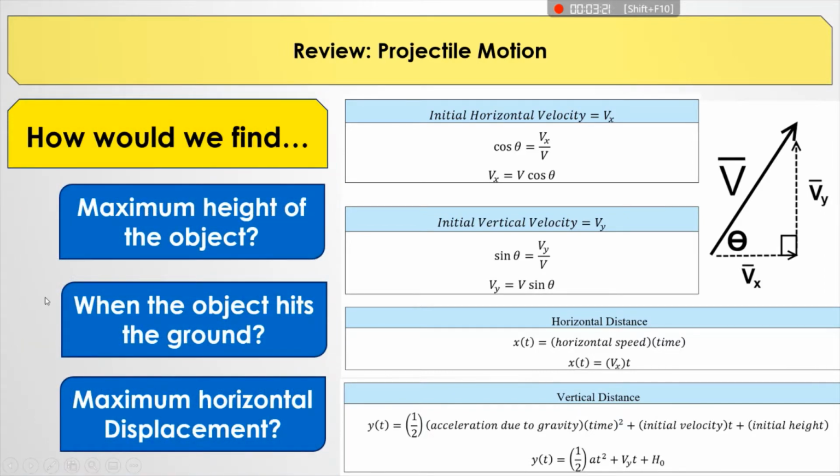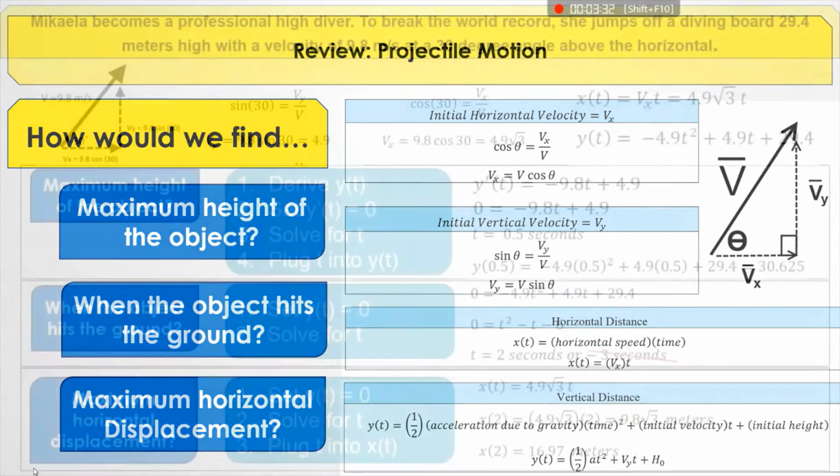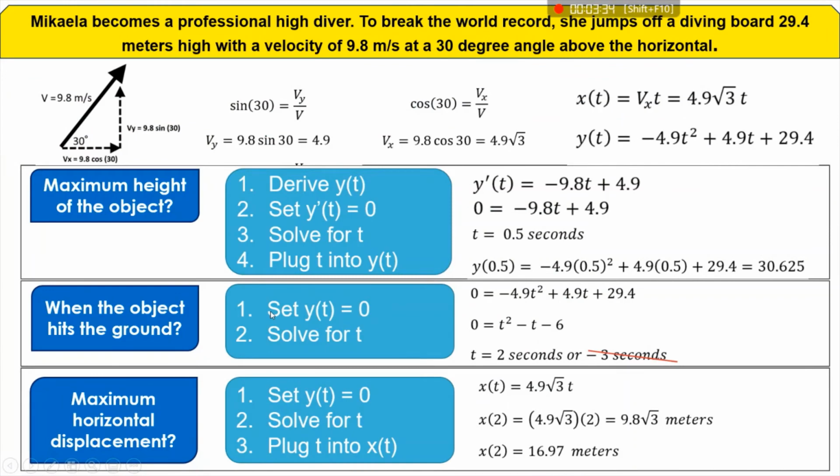Okay, so with that, in previous classes we did one of 3 things. We were either finding maximum height, when an object hit the ground, or when an object had its maximum horizontal displacement. For instance, in this problem that we had a couple class periods ago, Mick was jumping off a diving board from an initial height of 29.4 meters, with an initial velocity of 9.8 meters per second at a 30-degree angle. So here's my 30-degree angle here.